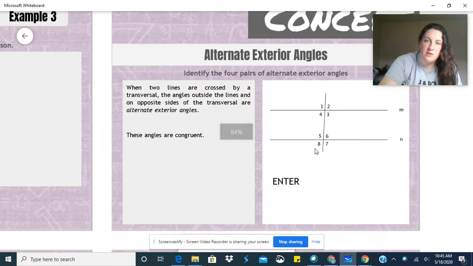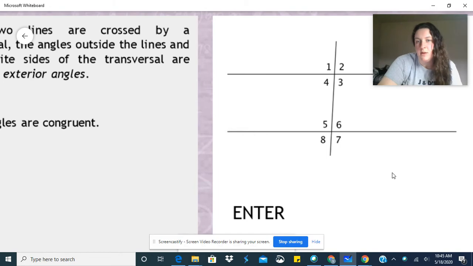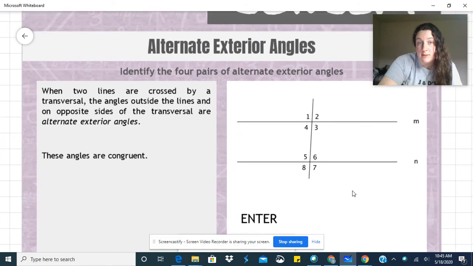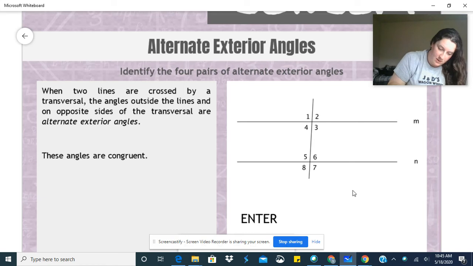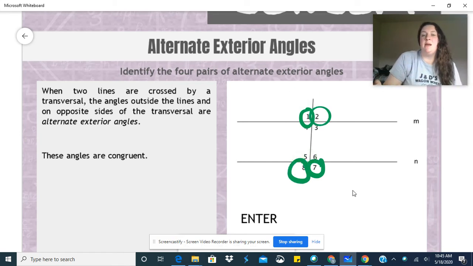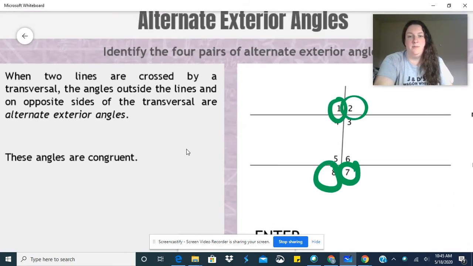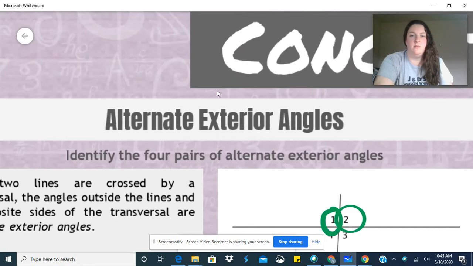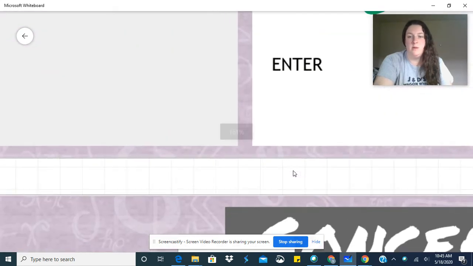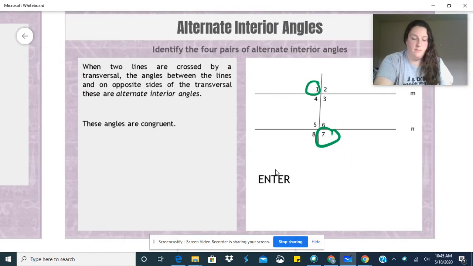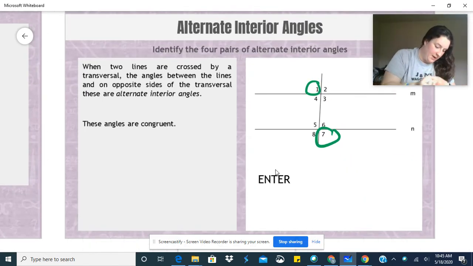Wait, I just realized. Okay, so skip the slide, but we're going to do this one first. So 1 and 7, 2 and 8. Those are your alternate exterior angles. They are also congruent. Now I'm gonna scroll up, ignore my circles because I realized I was on the wrong slide.